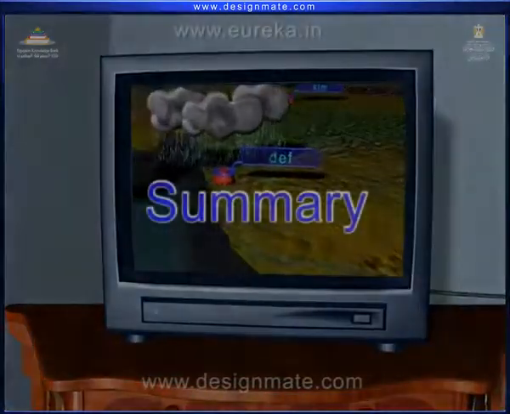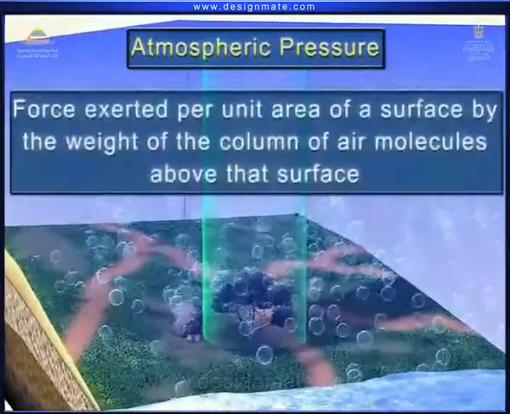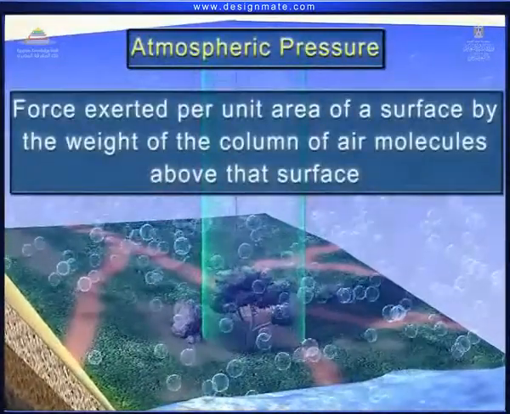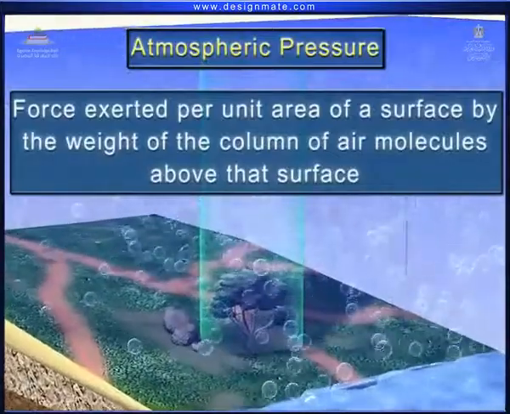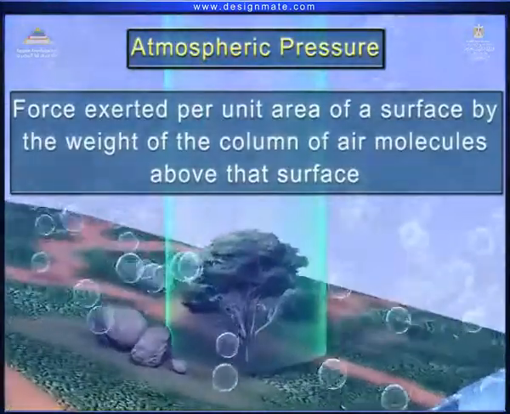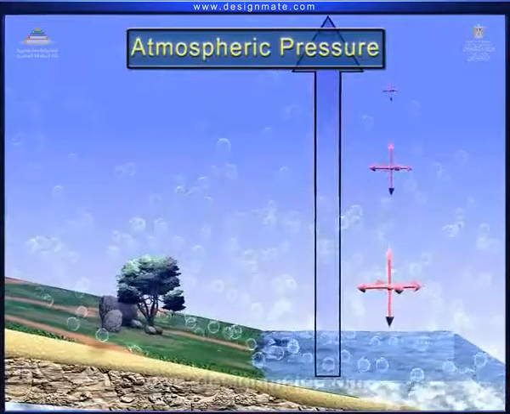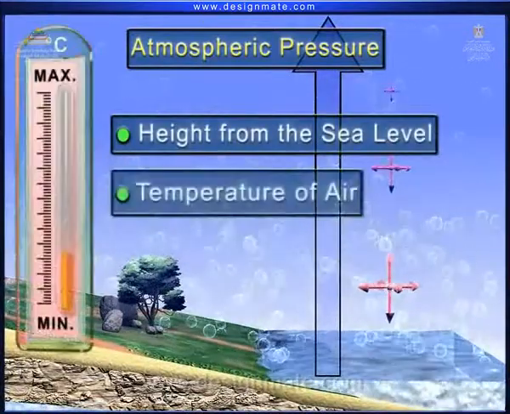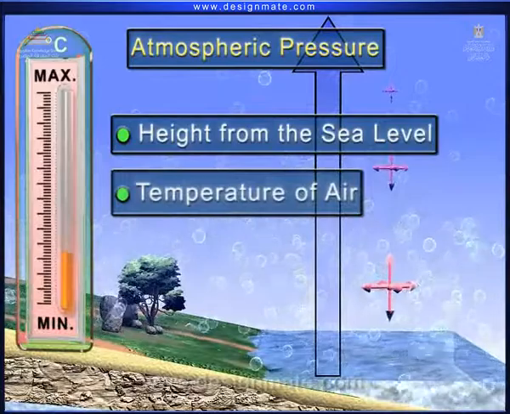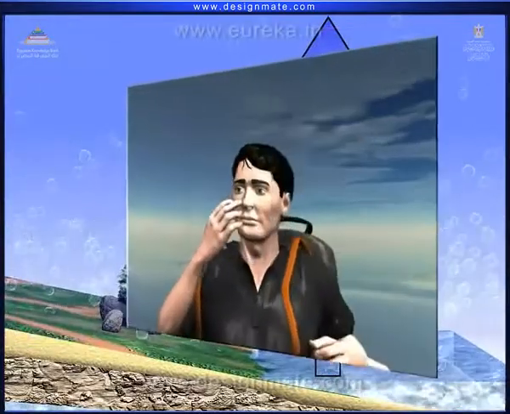To summarize, atmospheric pressure is the force exerted per unit area of a surface by the weight of the column of air molecules above that surface. The atmospheric pressure acting on a body depends on its height from the sea level and the temperature of surrounding air. This atmospheric pressure is responsible for several activities which take place around us.